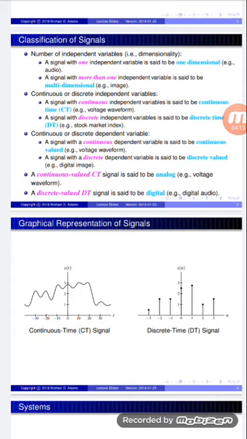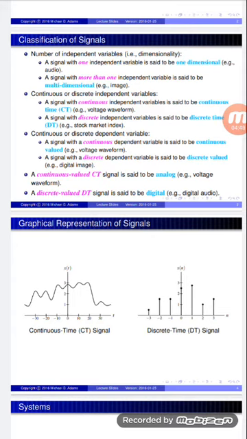A signal with more than one independent variable is said to be multi-dimensional. So a signal with one variable of information is called a one dimensional signal. A signal which contains more variables is called a multi-dimensional signal.